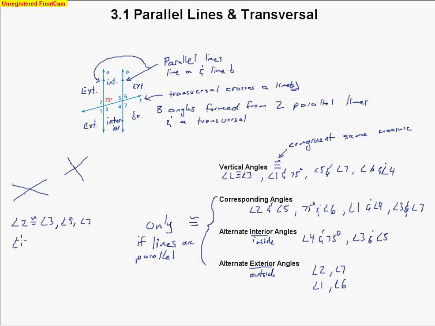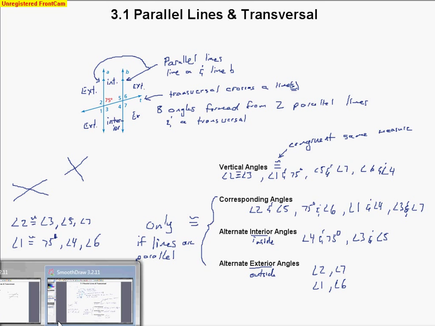And angle 1 is congruent to the other 4 angles. It's congruent to the 75-degree angle, because those are vertical. It's congruent to 4, because those are corresponding. And it's also congruent to angle 6, because those are alternate exterior angles. And so we're going to solve some problems using this information. Let's take a look at some that we might see.